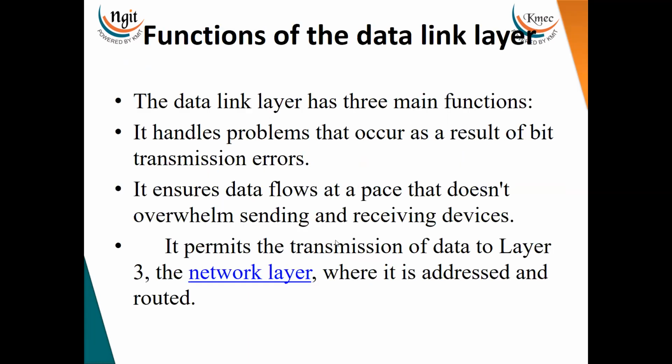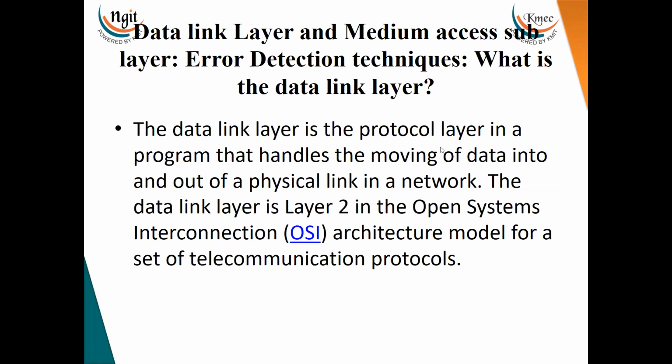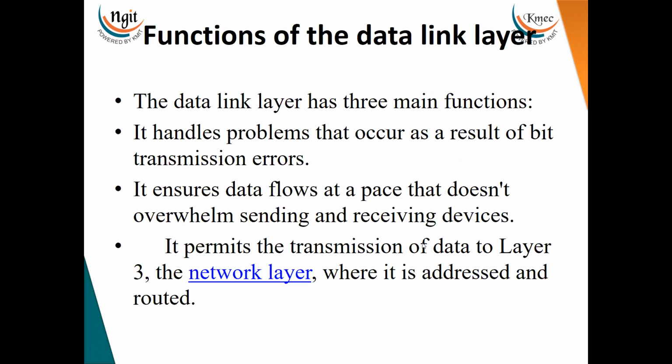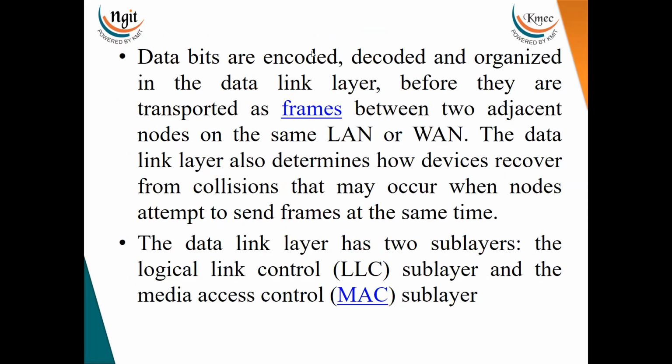Now we'll see what is meant by a data link layer. It is a protocol layer that handles the moving of data into and out of the physical link in a network. It is layer 2 in the OSI architecture, a model for a set of telecommunication protocols. Now, in the data link layer, the data is transmitted in the form of bits.